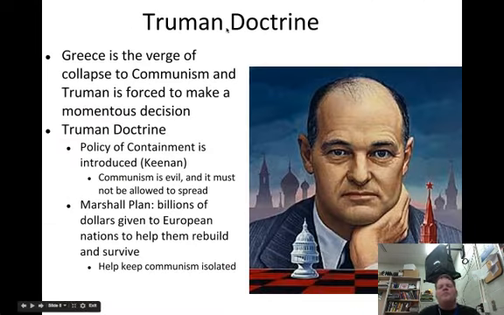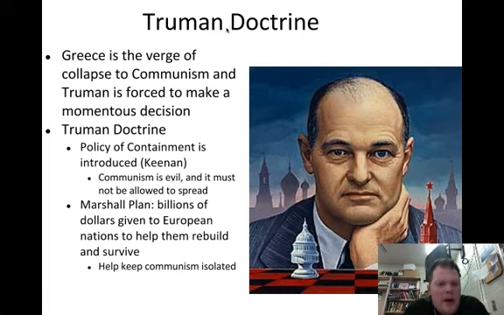So anyways, Truman basically comes up with a kind of policy towards the Soviets and communism. And it's very much influenced by one of his advisors named Kennan. And basically here's what happens. Greece is on the verge of a collapse. They're about to collapse to communist guerrillas. And Truman basically has to face a pretty big decision here. Do we let Greece fall to communism? And his answer is no.